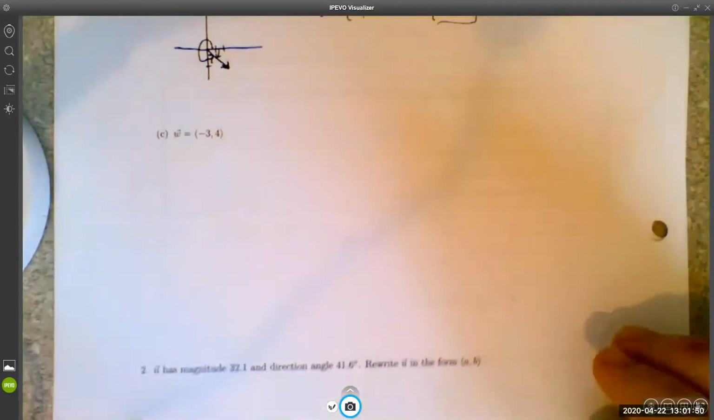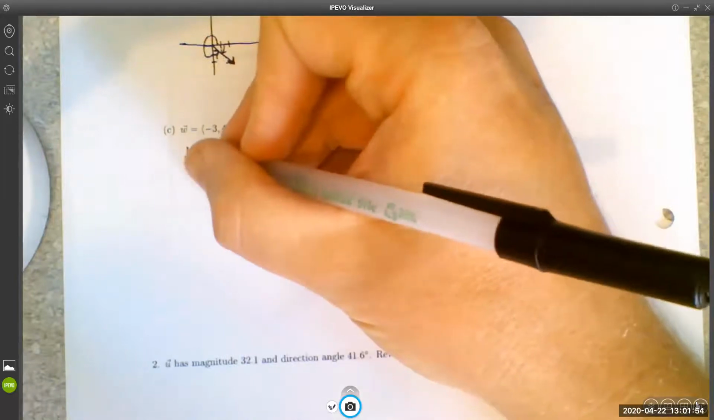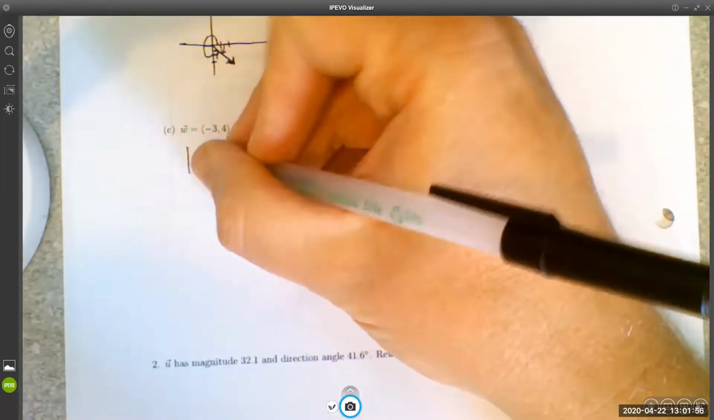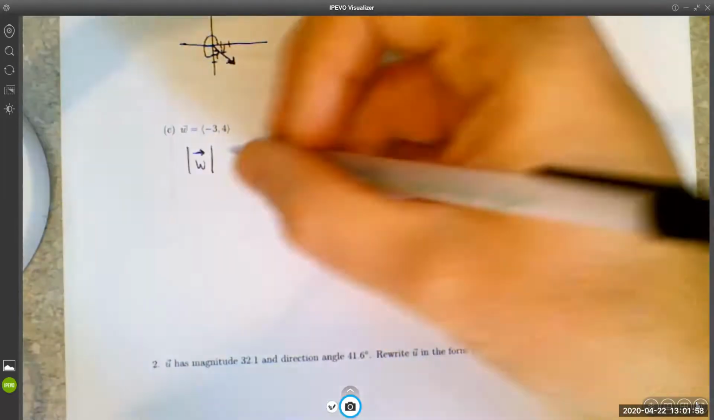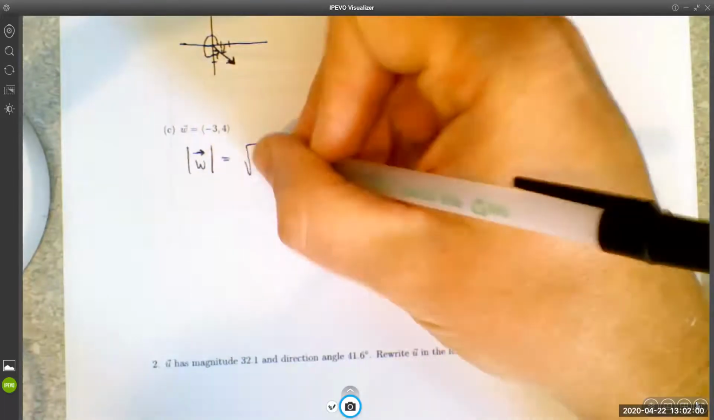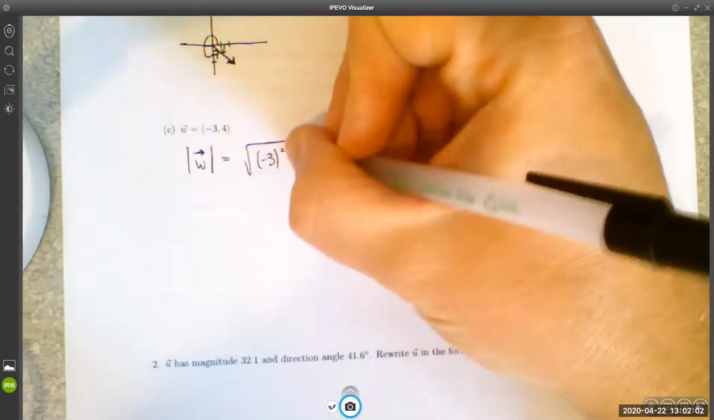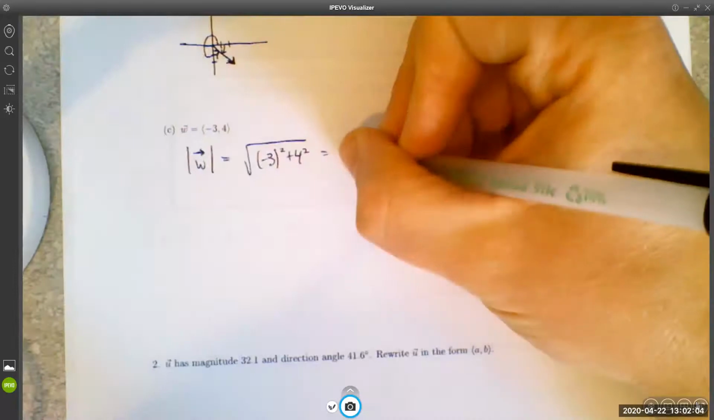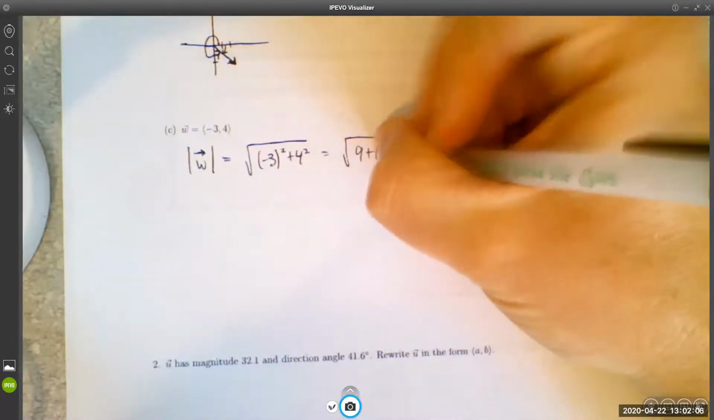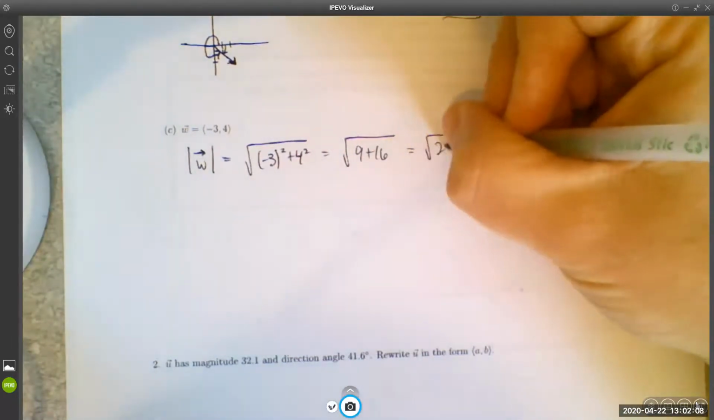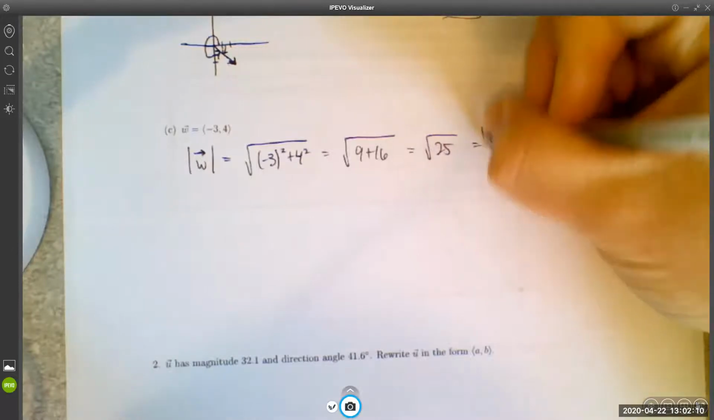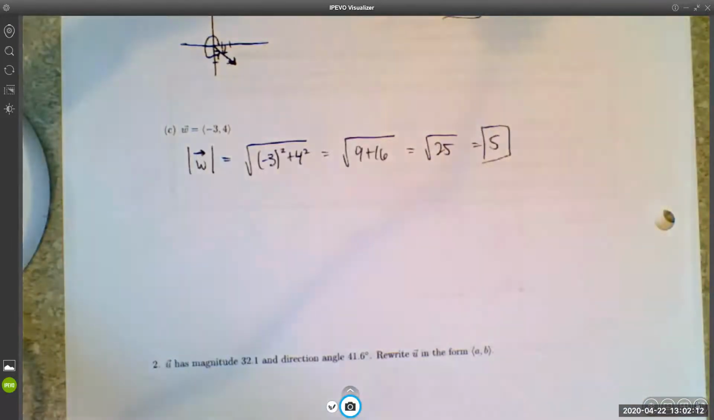If I can get this thing pointed at a decent angle. Okay, here we go. So the magnitude of w is going to be the square root of -3 squared plus 4 squared. That's the square root of 9 plus 16, square root of 25. Oh, hey, this one's pretty nice, right? Magnitude 5.